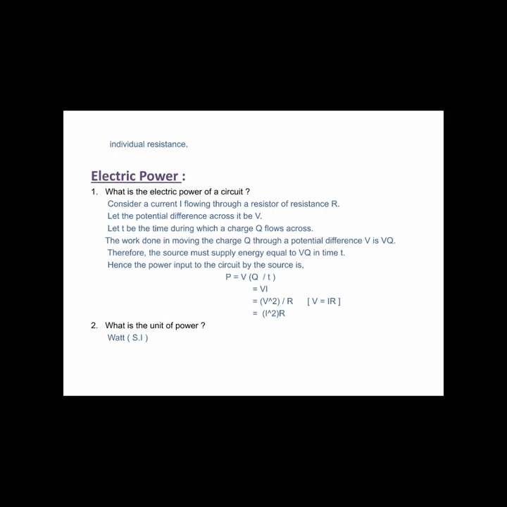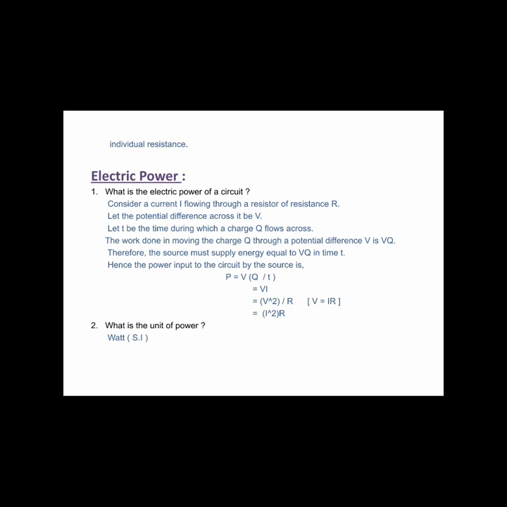What is electric power of a circuit? Consider a current I flowing through a resistor of resistance R. Let the potential difference across it be V. Let t be the time during which a charge Q flows across. The work done in moving the charge Q through a potential difference V is VQ. Therefore, the source must supply energy equal to VQ in time t. Hence, the power input to the circuit by the source is P equal to V into Q by t. Q by t is equal to I. So, power equals V into I.